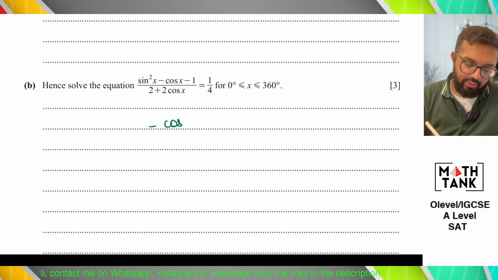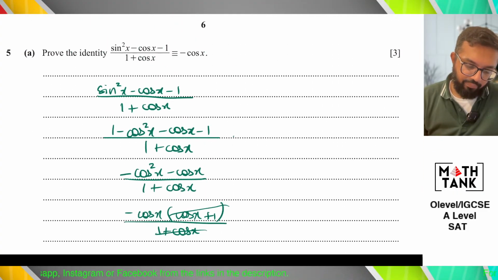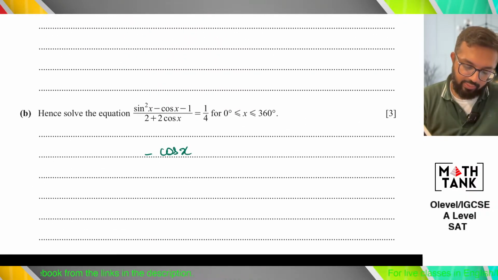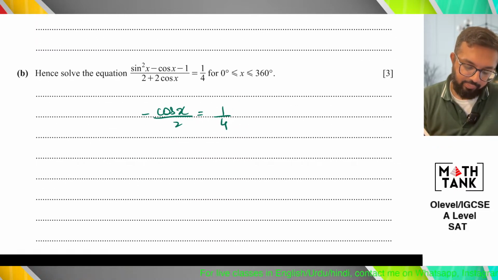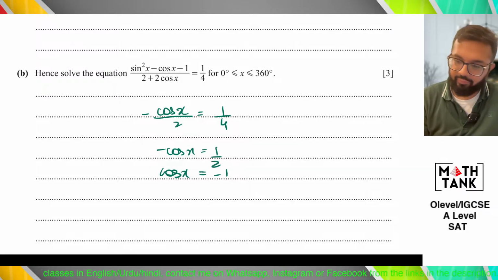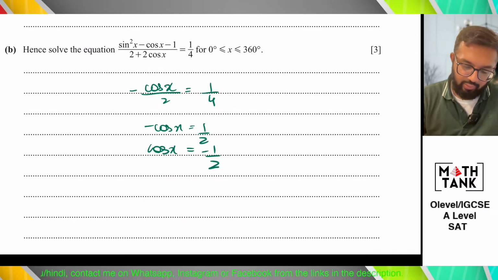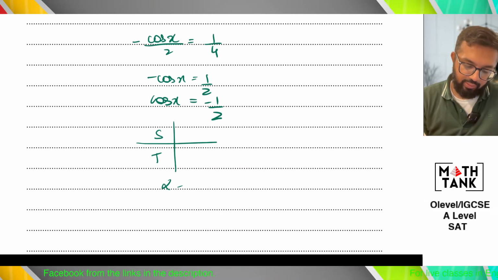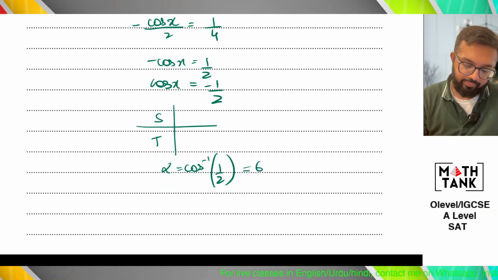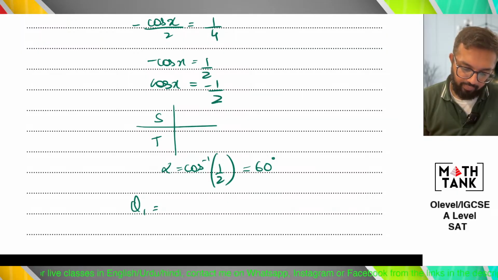So minus cos x, and there's a 2 in the bottom as well. I think the identity has changed a little. Minus cos x over 2. So be careful. So minus cos x equals to half. Cos x equals to minus half. You mark your quadrants first, S and T. Calculate alpha. Cos inverse of half in degrees is 60. Quadrant 2. Right.